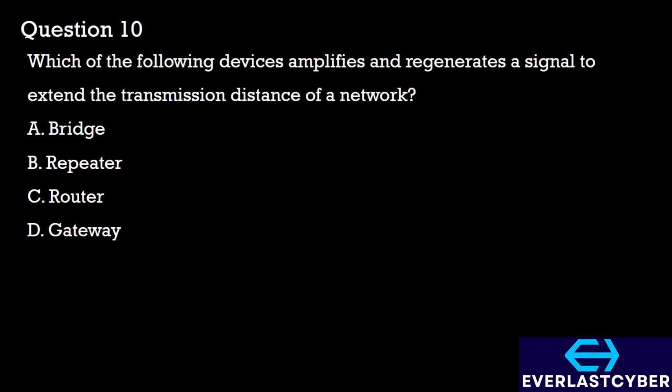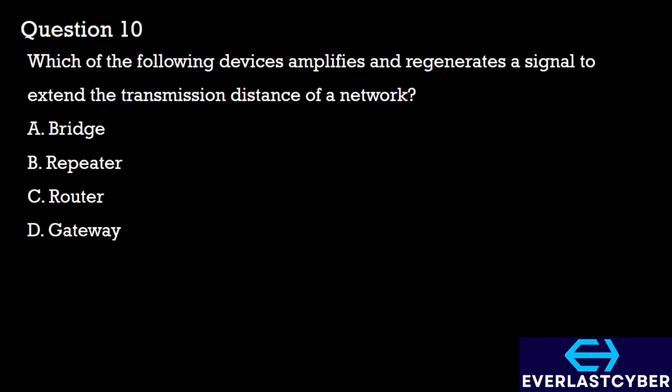Question 10. Which of the following devices amplifies and regenerates a signal to extend the transmission distance of a network? A. Bridge. B. Repeater. C. Router. D. Gateway. A bridge connects and filters traffic between two network segments, but it doesn't regenerate signals.